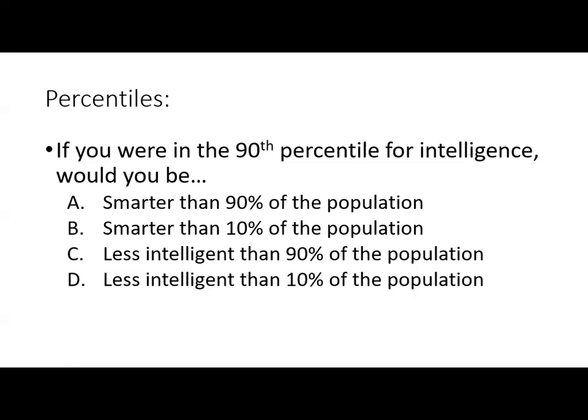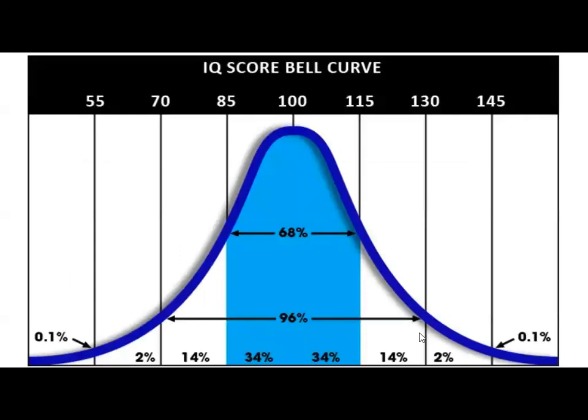So the 90th percentile for intelligence is going to put you somewhere about right here. If you're in the 90th percentile, you're in the top 10%. See where I got 10% from? If you're in the 90th percentile, 90% of people are below you in terms of intelligence, so you're in the top 10%. If someone was in the top 2% of intelligence, they would be in the 98th percentile, because 98 out of 100 people would be less intelligent than them, right?